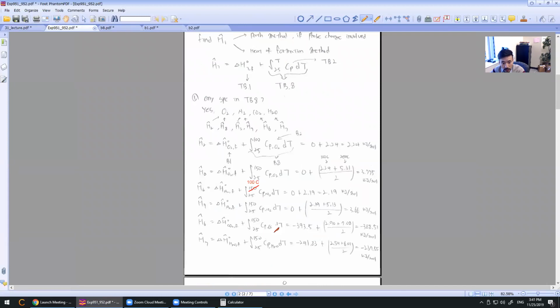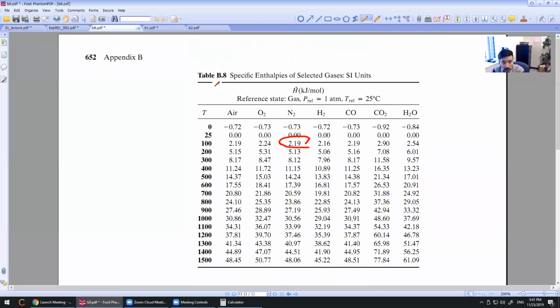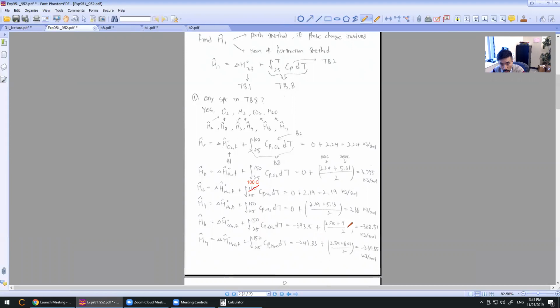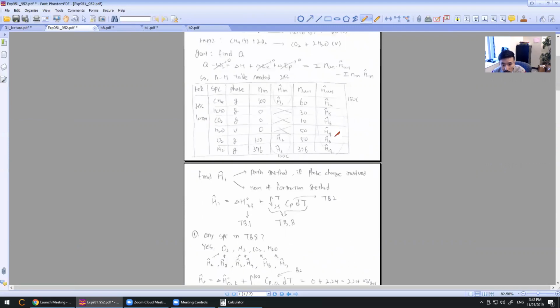And then this term, since carbon dioxide can be found in table B8, we just use table B8 for the 150, which we have to interpolate. So we're going to use the 100 and 200 average value for the carbon dioxide. And then you see carbon dioxide, right? The 100 and 200 values, and we find the average of this one. That is 2.90 plus 7.08 divided by 2. So now, if you calculate all of these, we have H6 as negative 388.51 kilojoule per mole.